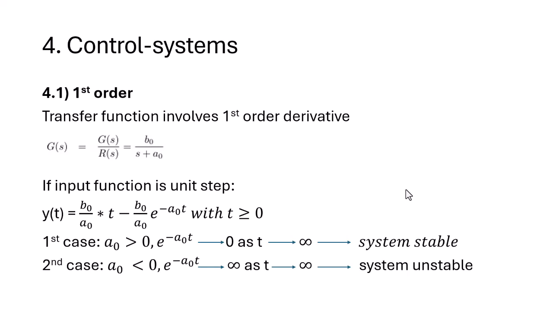So first of all, if the coefficient a0 is greater than 0, then exponential of negative a0 times t will tend to be 0 as t approaches infinity. That means that the system is stable. But second case, if a0 is less than 0, then exponential of negative a0 times t will approach infinity as t approaches infinity, then the system will be unstable.